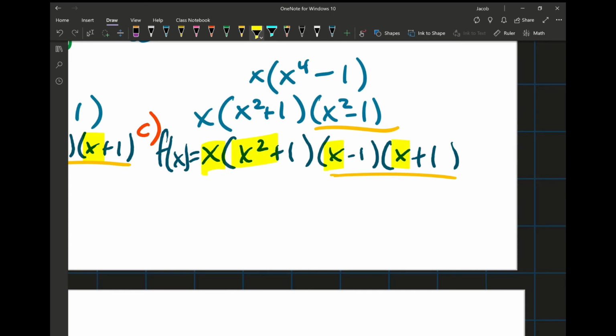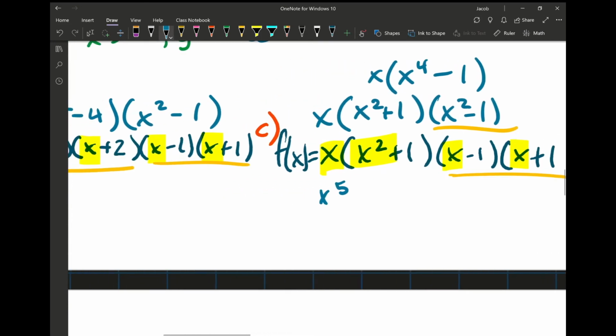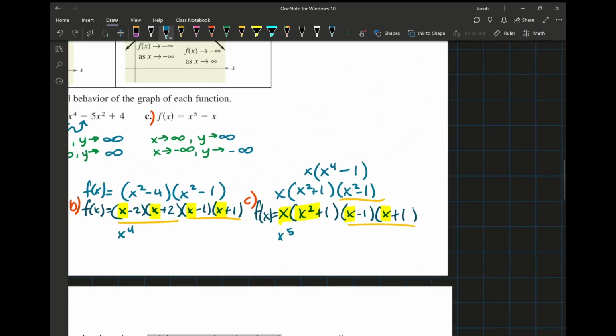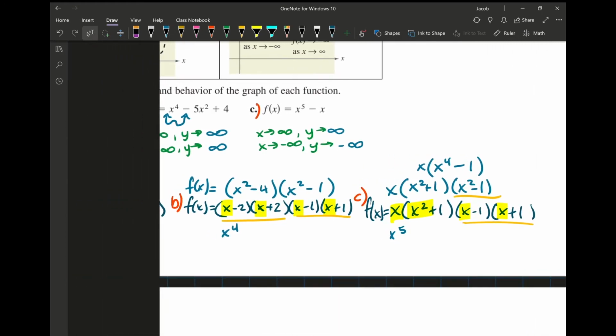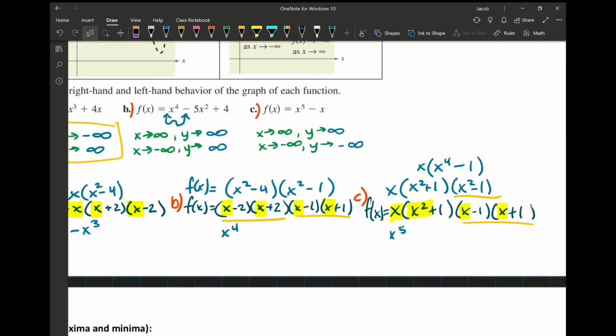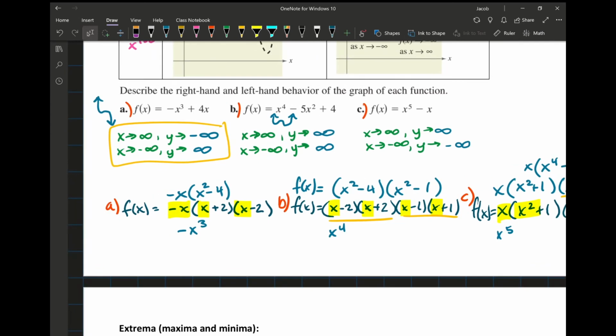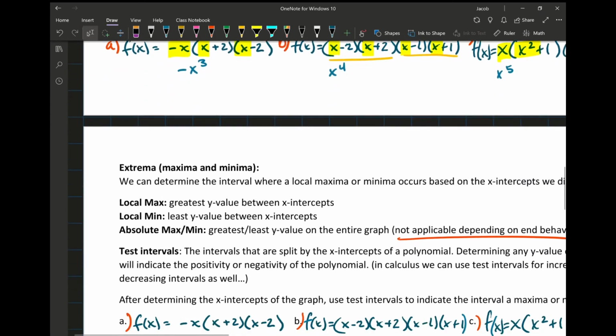Yeah, so that's 5x's. And there's no negative coefficient there, so it's a positive x to the fifth. Alright, cool. So we would get the same. If you were asked to start with the factored form and determine the end behavior, then you could do that as well.